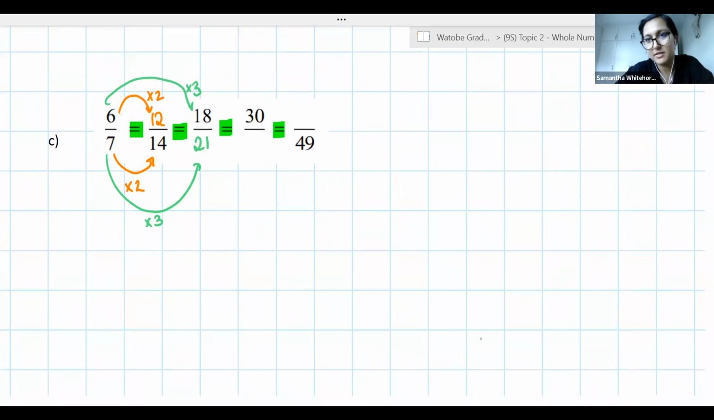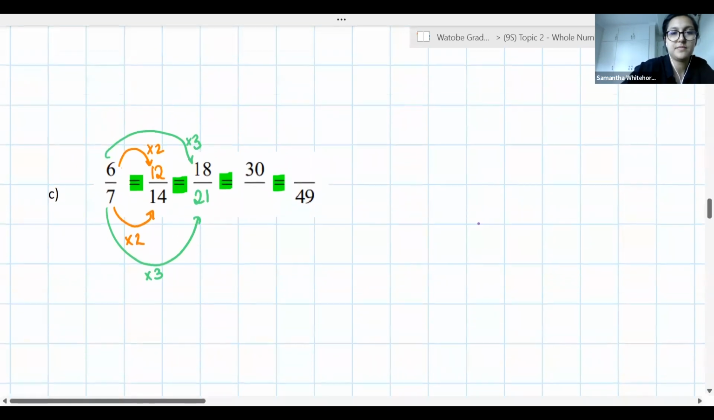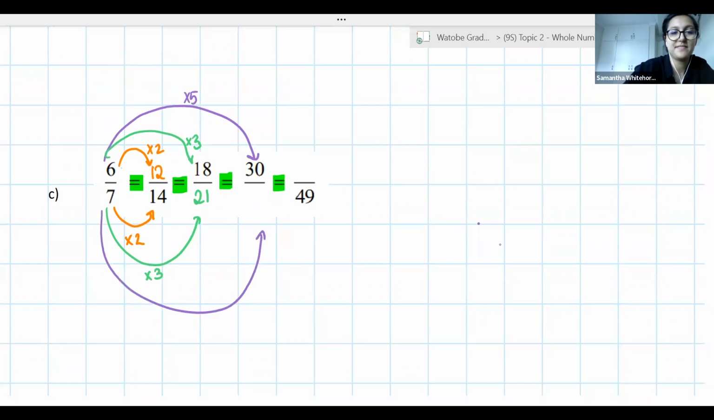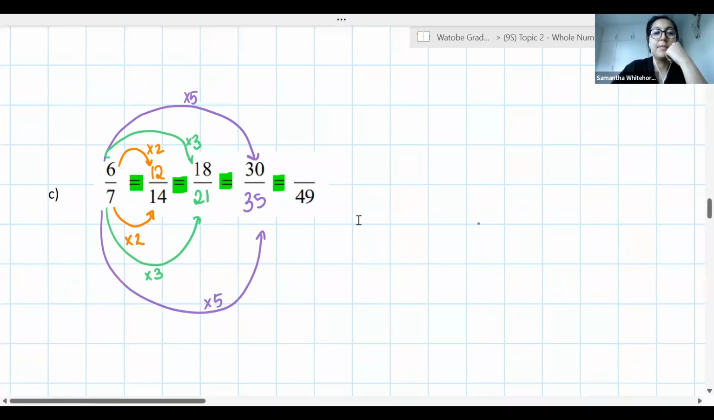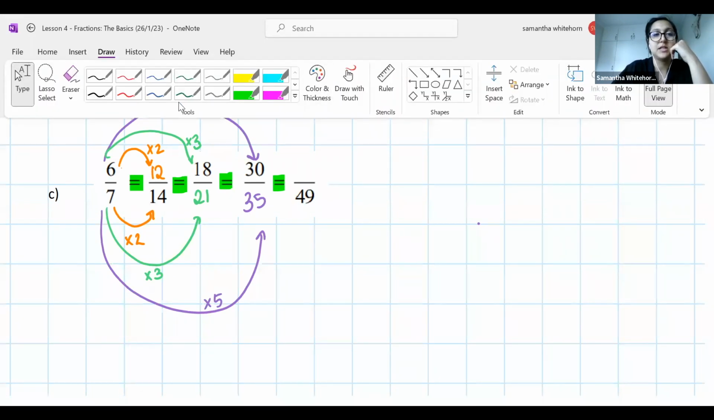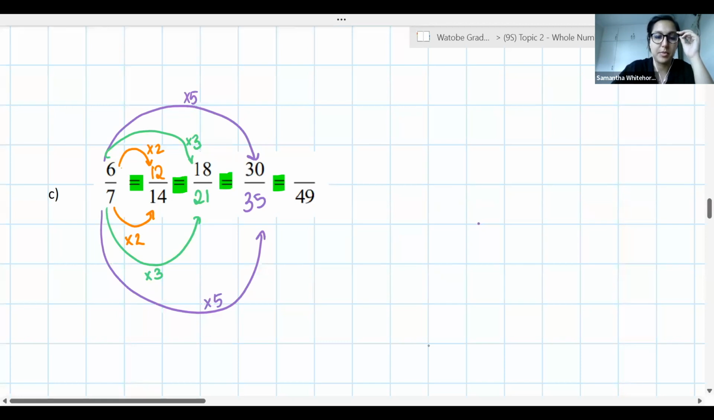Ma'am, for the third fraction, it's 30 over 35 because you say 6 times 5, and what you do on the top, you do on the bottom. So then you say 7 times 5 will give you 35. Perfect. Well done. So guys, there you go. For the next one, 30 over 35 exactly has been explained to you. We times by 5 both top and bottom.